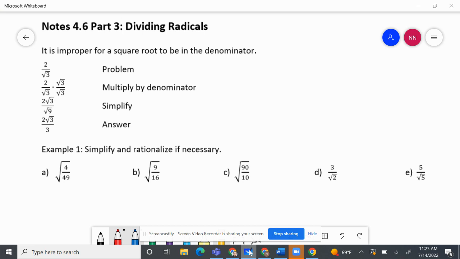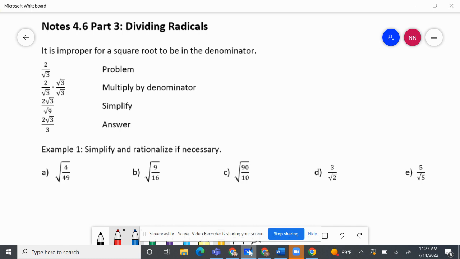What we're going to do is divide radicals. We've simplified, added, and multiplied. So now with division, there's a few different ways of dividing radicals. What I want to do is look at the most difficult, and that is rationalizing.